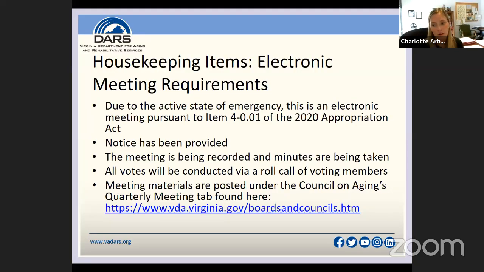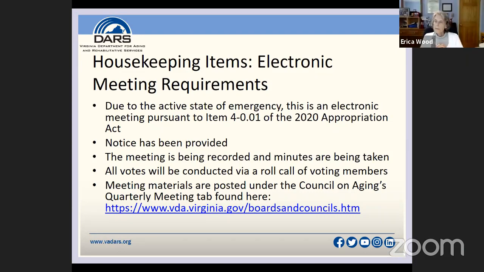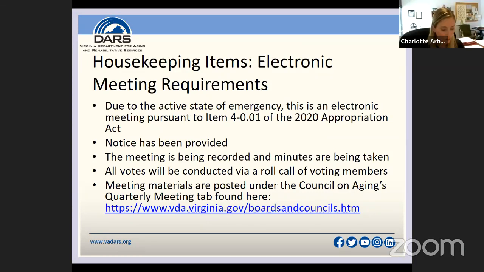Good afternoon, everyone, and welcome to the Council on Aging Legislative Committee meeting. We have a lot to do today, and so I know we need to be diligent and conscious of the time. This is an electronic meeting due to the active state of emergency, and it's being conducted pursuant to item 4-0.01 of the 2020 Appropriation Act. Meeting notice has been provided. The meeting is being recorded and minutes are being taken. All votes will be conducted via roll call of voting members.